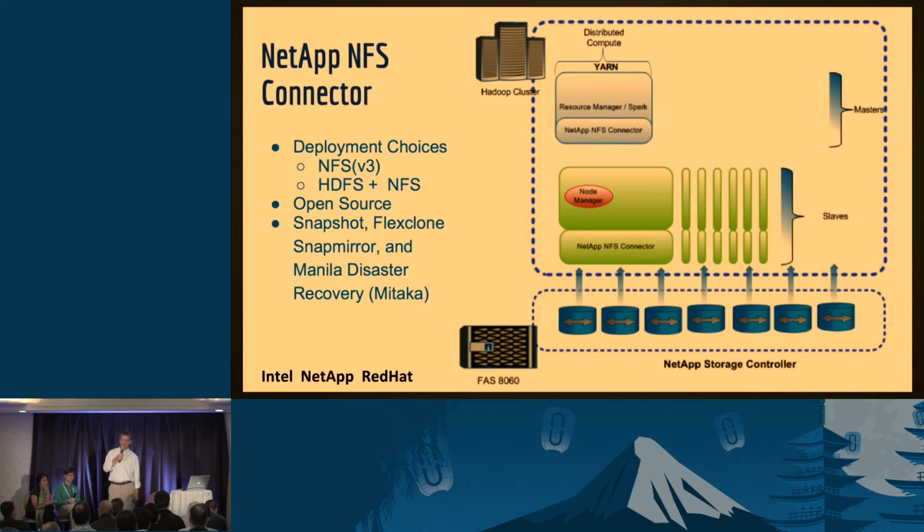Also with Manila, SnapMirror is an option. You can filter on volumes that are mirrored to other locations for data recovery. And also in Mitaka, with recovery groups, you can actually do full-blown disaster recovery in the Mitaka release, but not in Liberty.